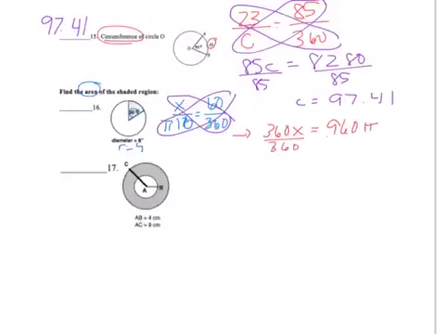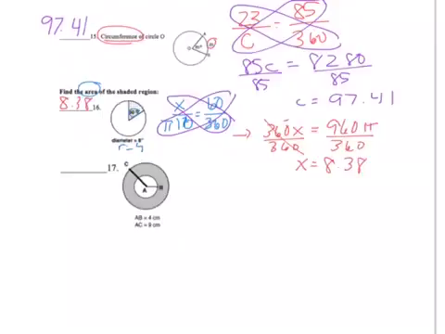Divide by 360 on both sides. So 960 pi divided by 360 equals 8 and 38/100. So x equals 8 and 38/100.